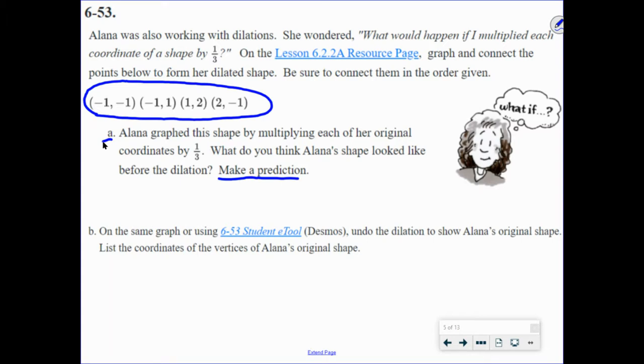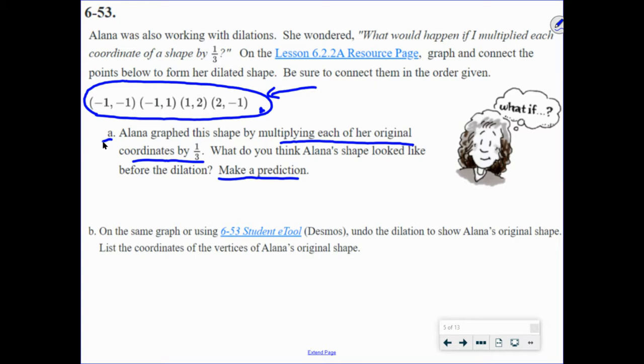So she got these coordinates. She got these. These are not the original, okay? What you graphed is what resulted from multiplying each of the original coordinates by 1/3. So what do you think the original shape looked like before she did that? Make a prediction. Write it down. And if you need more time, just pause it and write it down. But we're going to move on.